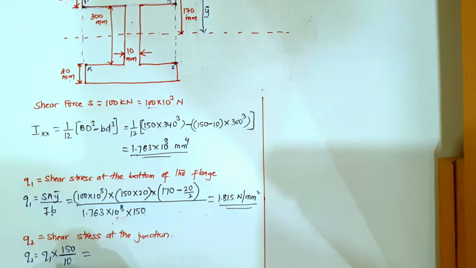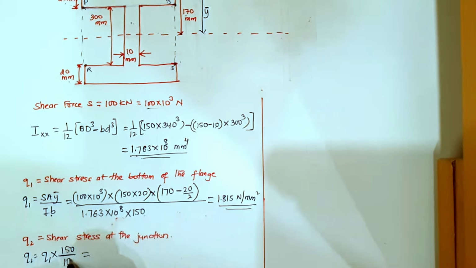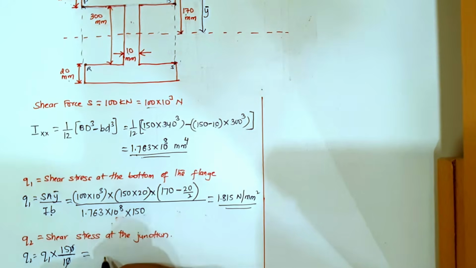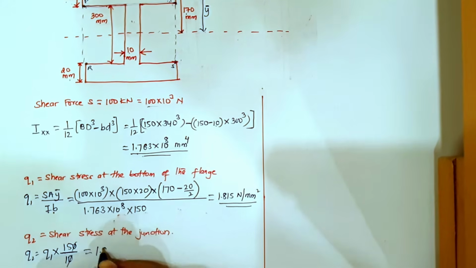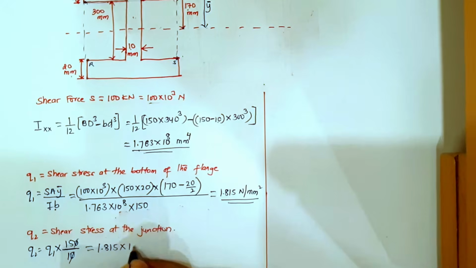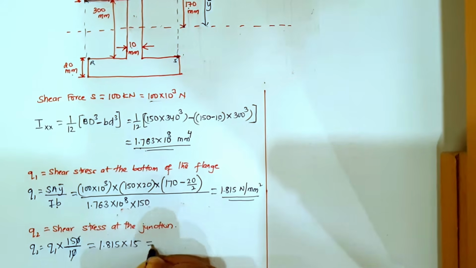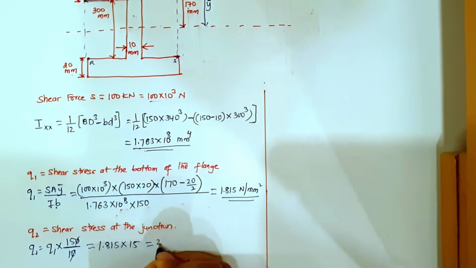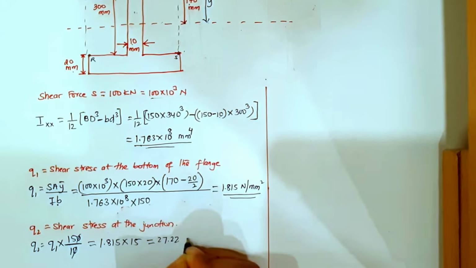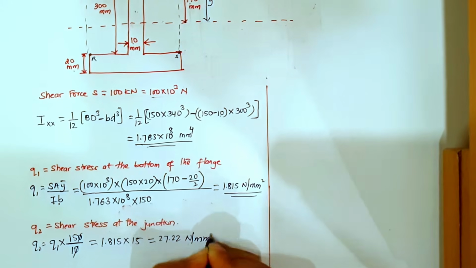So Q1 is equal to, if I cancel this one, I'll have Q1 was equal to 1.815 into 15. So from here you will get Q2 equals to 27.22 Newton per mm square.